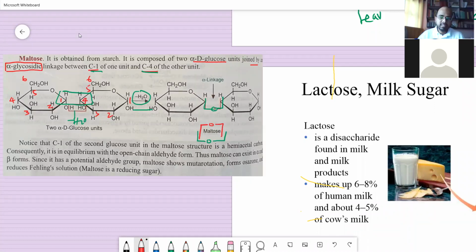And this glycosidic linkage is the linking of the first molecule with the second molecule. Don't confuse the link. Okay, this is pyranose. This is the glycosidic linkage.